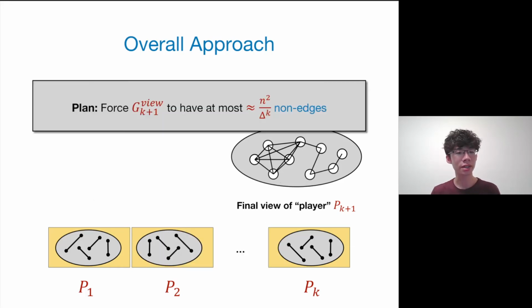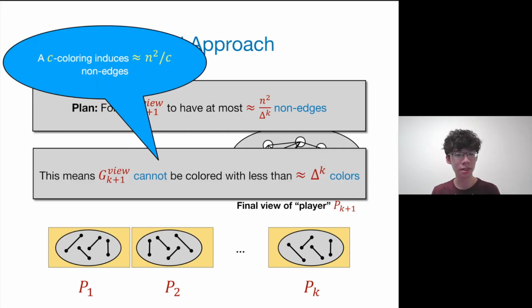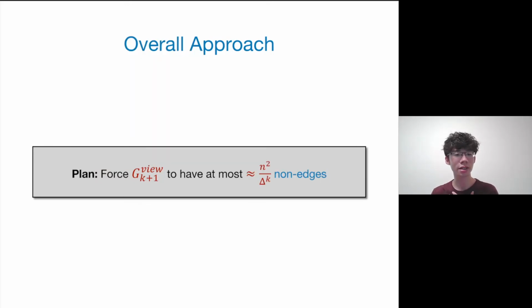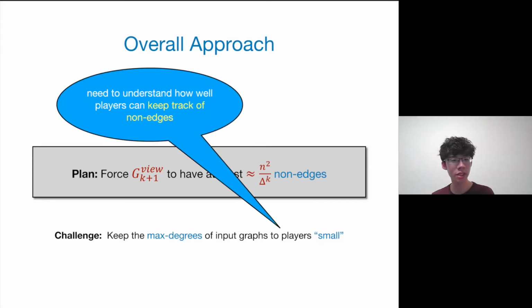Like I said, the plan is to force the final view graph to have a small number of non-edges, in particular at most n squared over delta to the z decay non-edges. The reason we care about this is that you can think of a C coloring as inducing n squared over C non-edges. This is just a Cauchy-Schwarz type argument. If you use this with the fact that the view graph has at most n squared over delta to the decay non-edges, that means the view graph cannot be colored with fewer than delta to the decay colors. So if you choose k sufficiently large, you get the lower bound on the number of colors that we want.